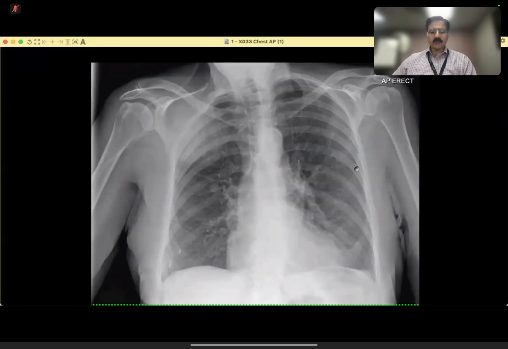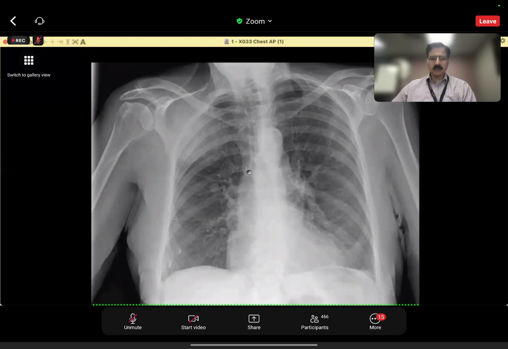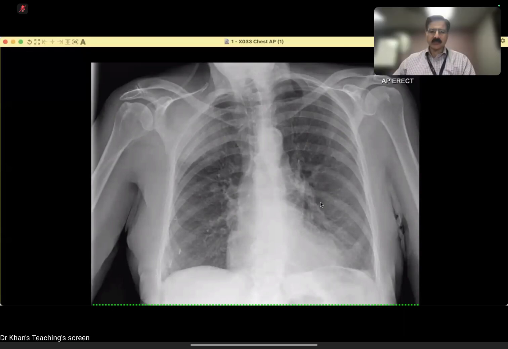So this basically is metastasis from breast. It's an observation case, but it is also a story case. And the main thing is to pick up the story. Story cases are very important for the exam.